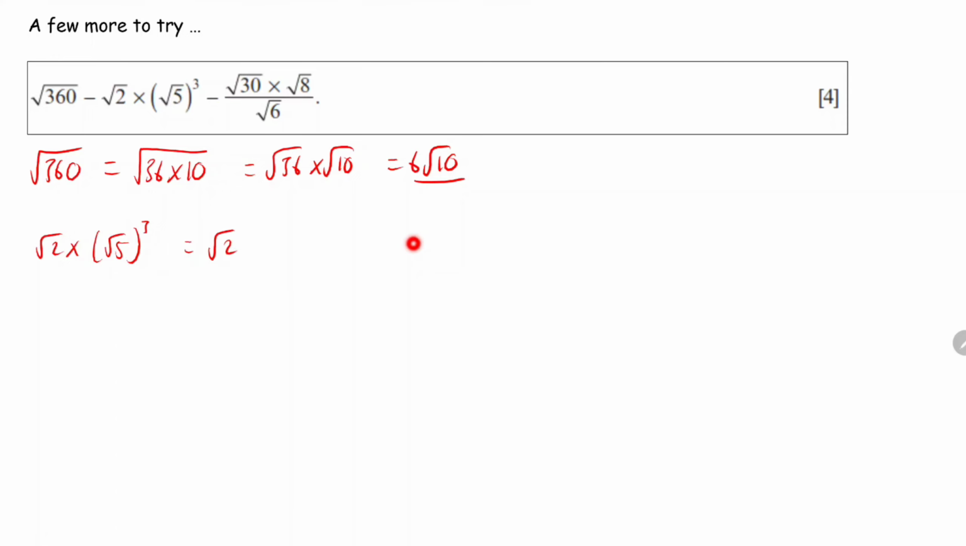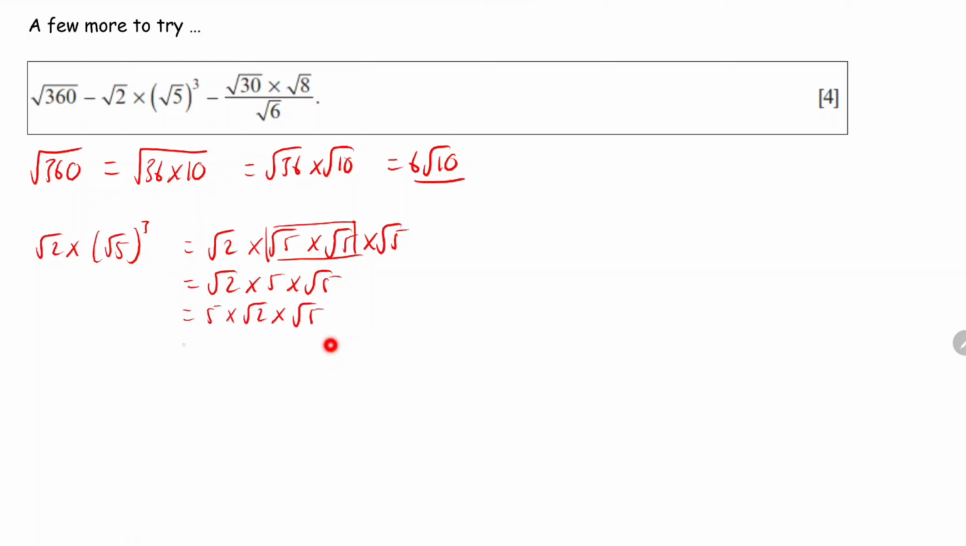So the root 2 is going to remain as it is for a second, and that's being times root 5 times root 5 times root 5. This pair of root 5s gives us 5. So we have root 2 times 5 times root 5, which gives you 5 root 2 root 5. We can combine the root 2 and root 5 under one root, which gives you 5 times root of 2 times 5, which gives you 5 root 10.